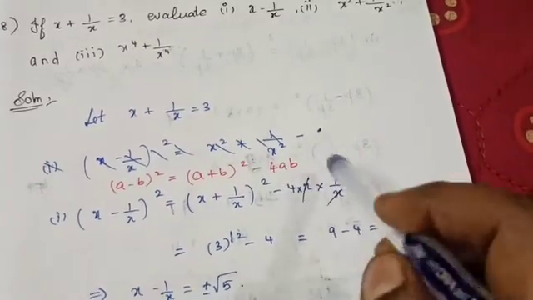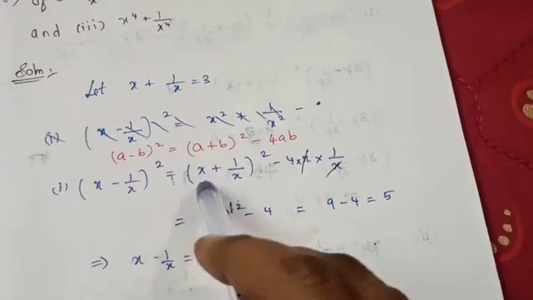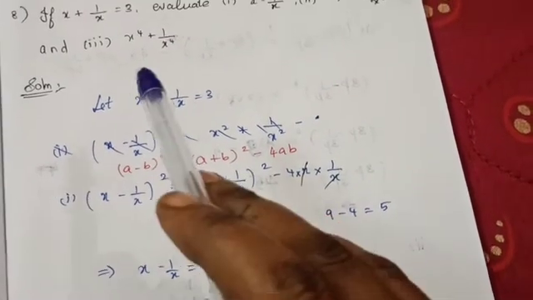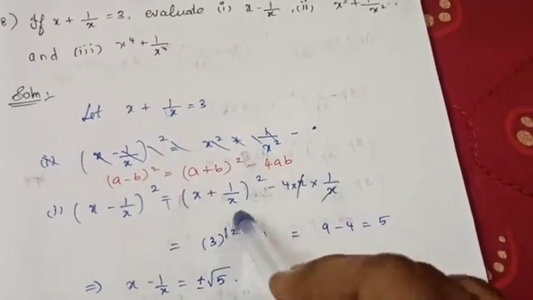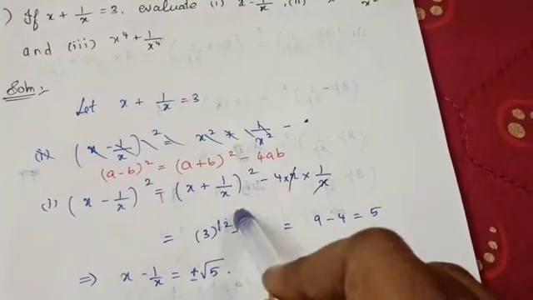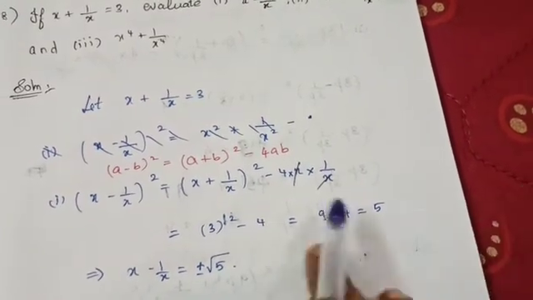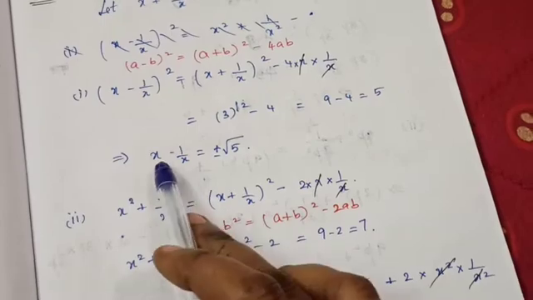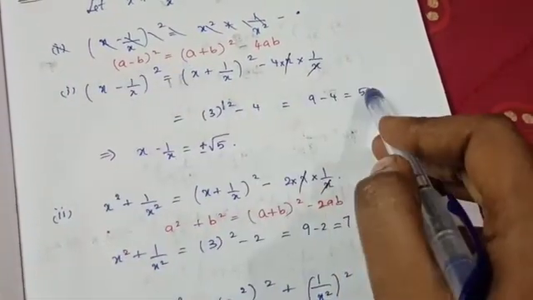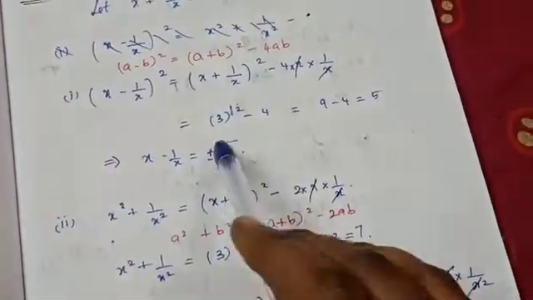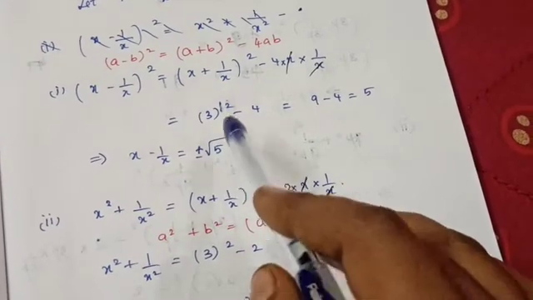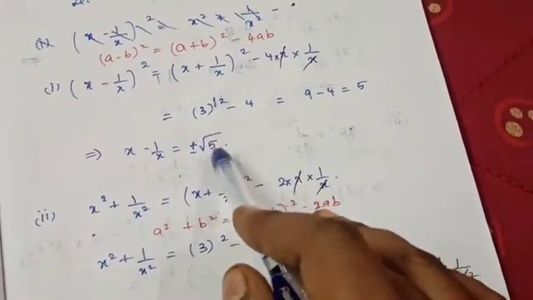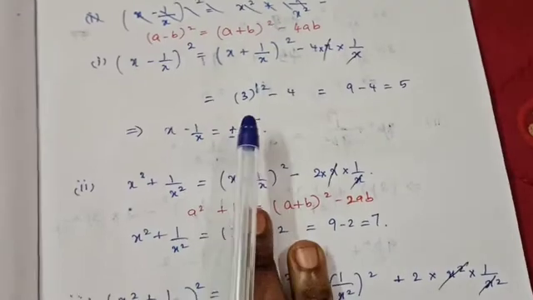So x into 1 by x means x cancels. You have x plus 1 by x, you know the value 3. So 3 square minus 4. 3 square is 9. 9 minus 4 is 5. So only you find the x minus 1 by x. The square comes this side, it becomes a square root. The square root of 5 cannot be simplified because 5 is not a perfect square. So plus or minus root 5 is the answer.